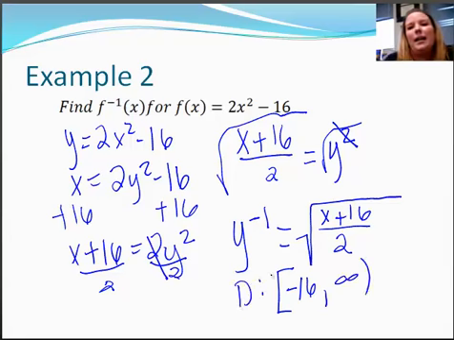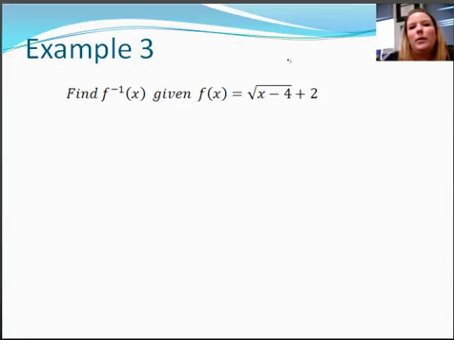Okay, if you don't quite get how I get the domain, we'll work on that in class tomorrow. But remember, you can always just look at the picture in your calculator. Okay, so that's example 2. Example 3, instead of being given a quadratic, we're given a square root. So we're going in the opposite direction. So our solution should look like a quadratic.